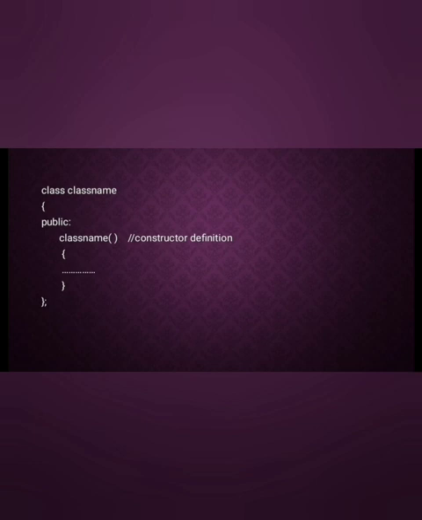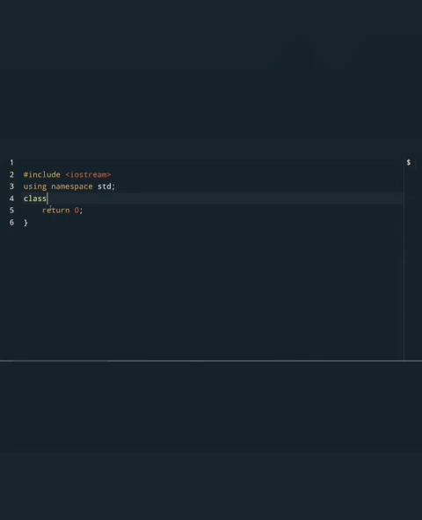Let's see an example of a default constructor. Okay, so here we have first of all created a class named test. Within that we have used some data members, that is, variables a and b declared of type integer.